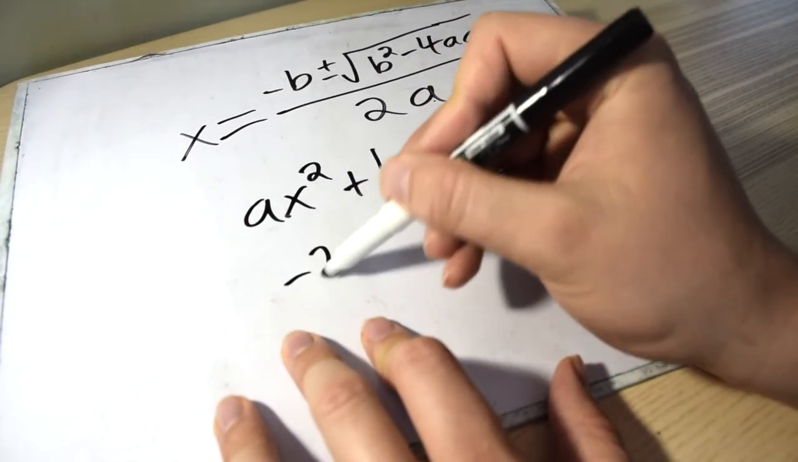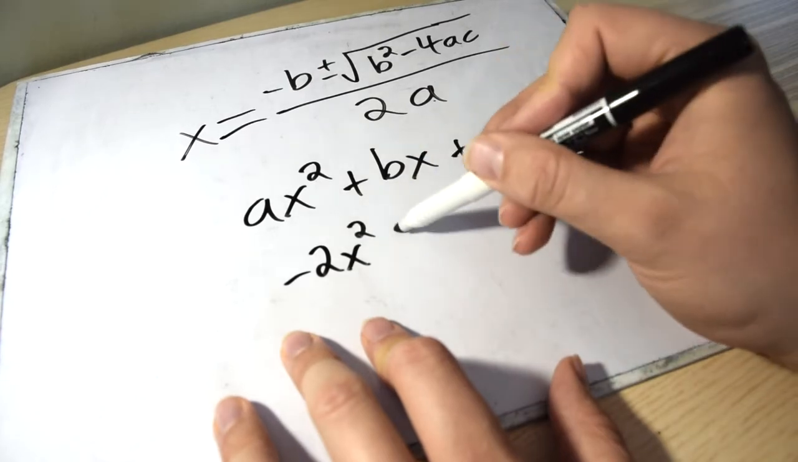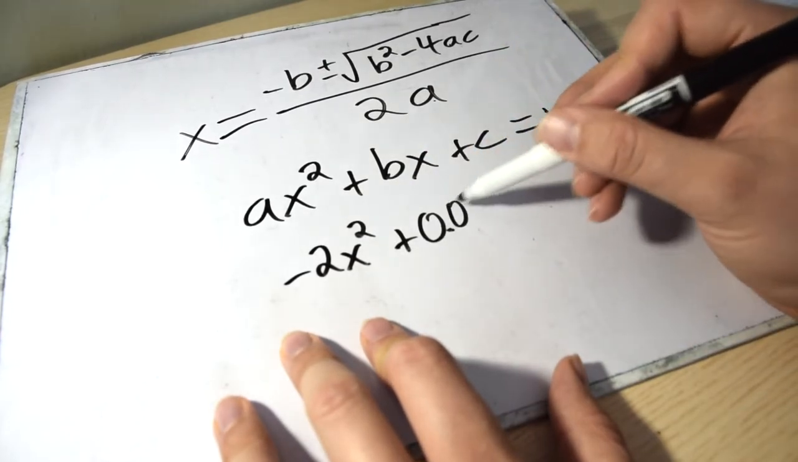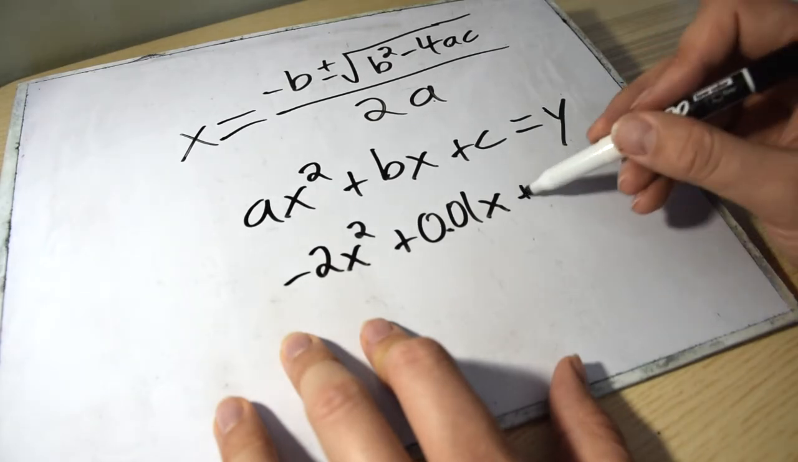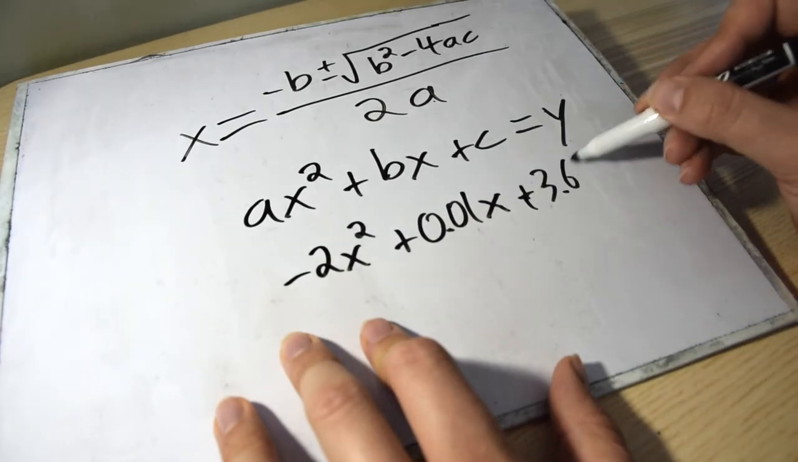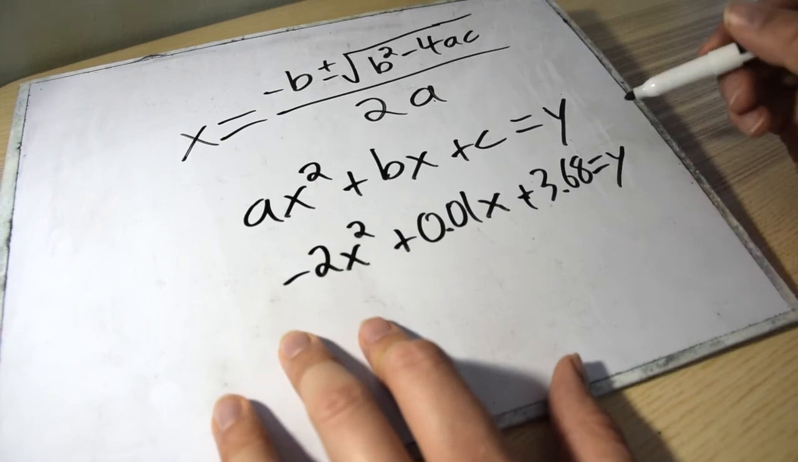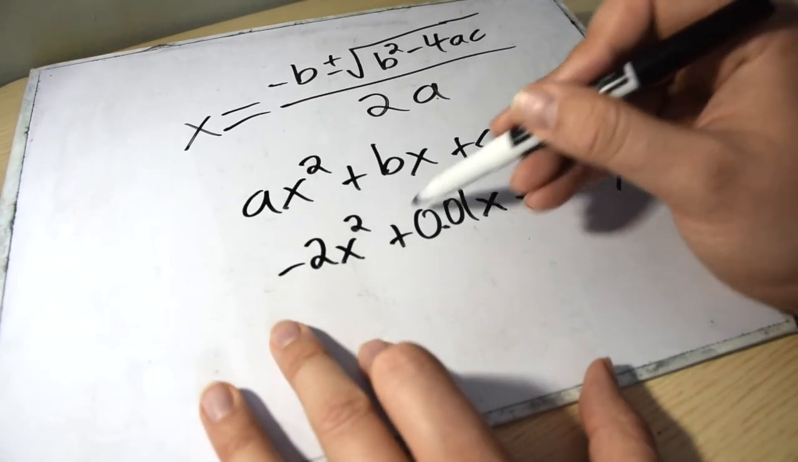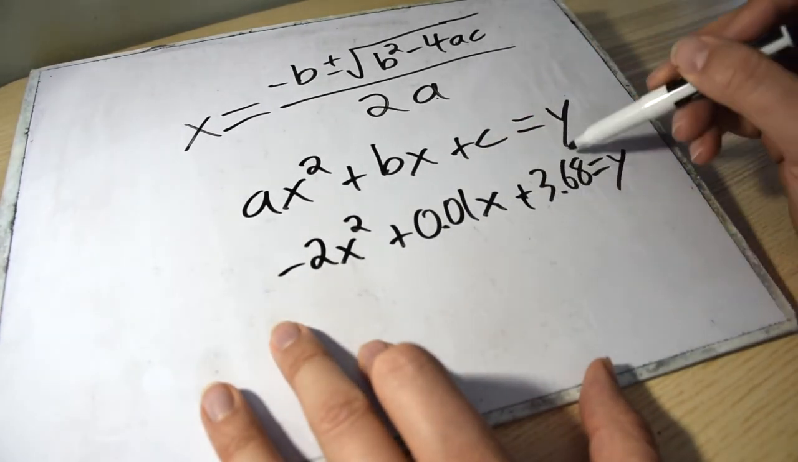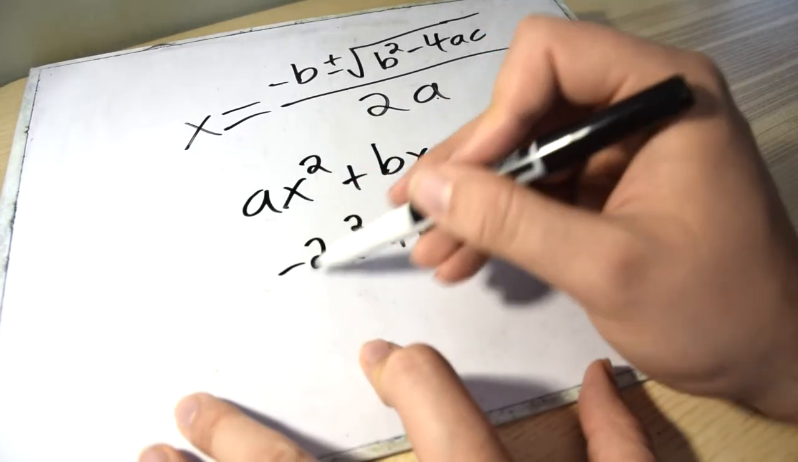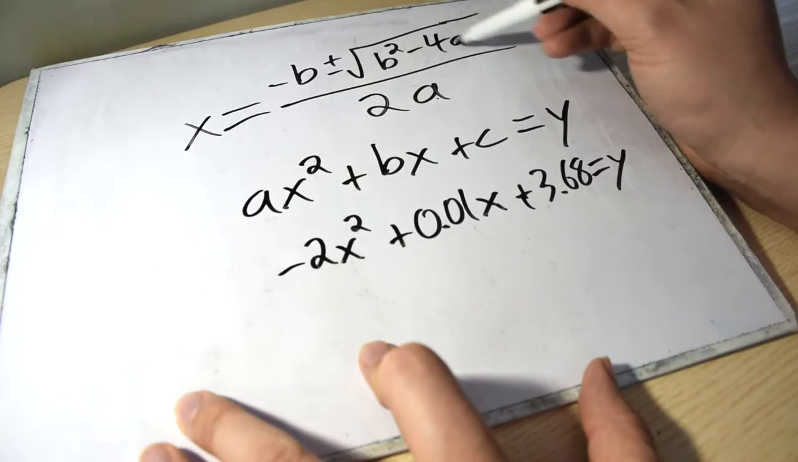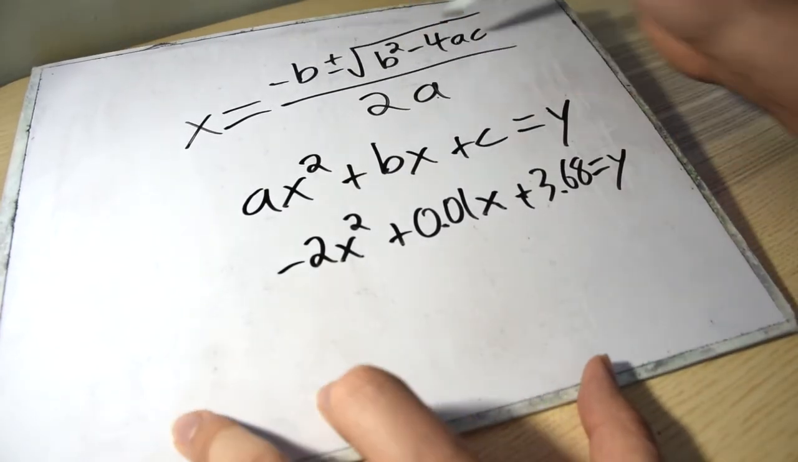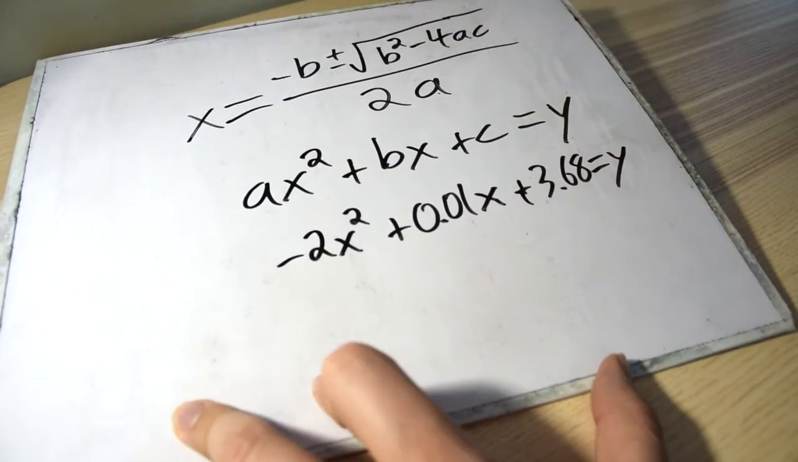So I could do like negative 2x squared plus 0.01x plus 3.68 equals y. That would be annoying because I'd have to use this as b, and I'd have to use this as c, and this as a. And that negative counts, right? The negative a has to be factored in. But you plug in all of those values.